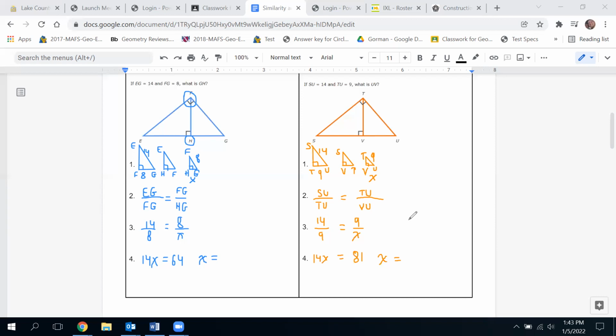So there, ladies and gentlemen, are two more examples worked out for you step by step to help you practice on IXL. I want to get on that now. Good luck.